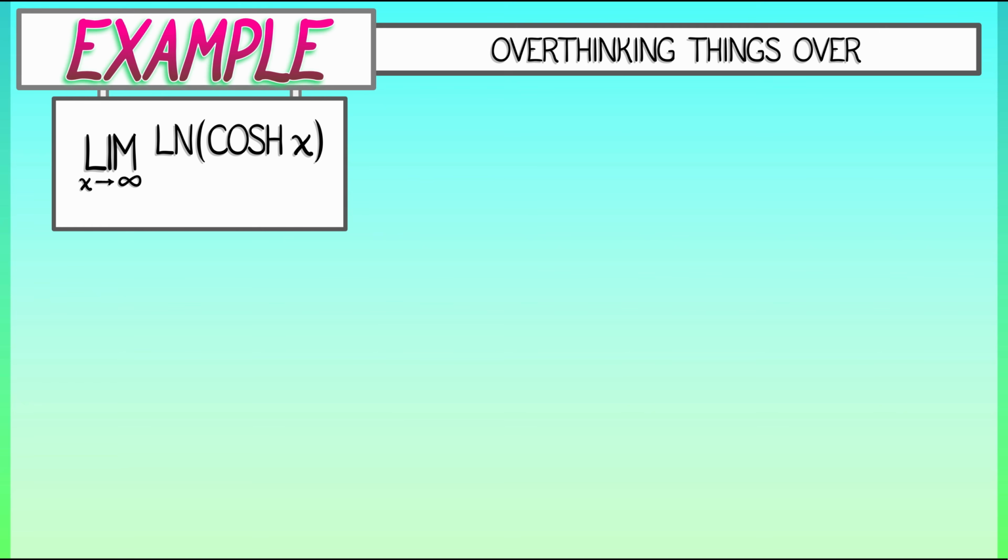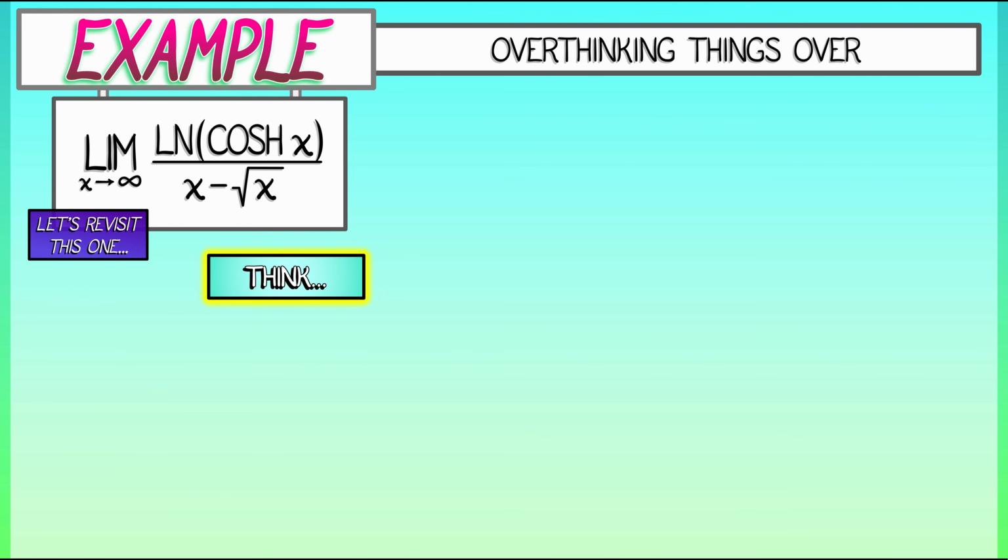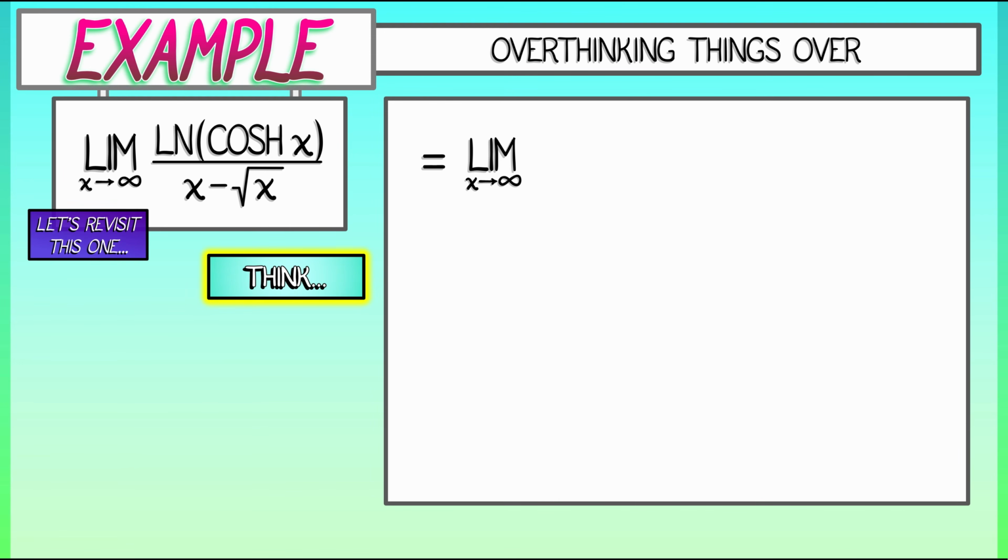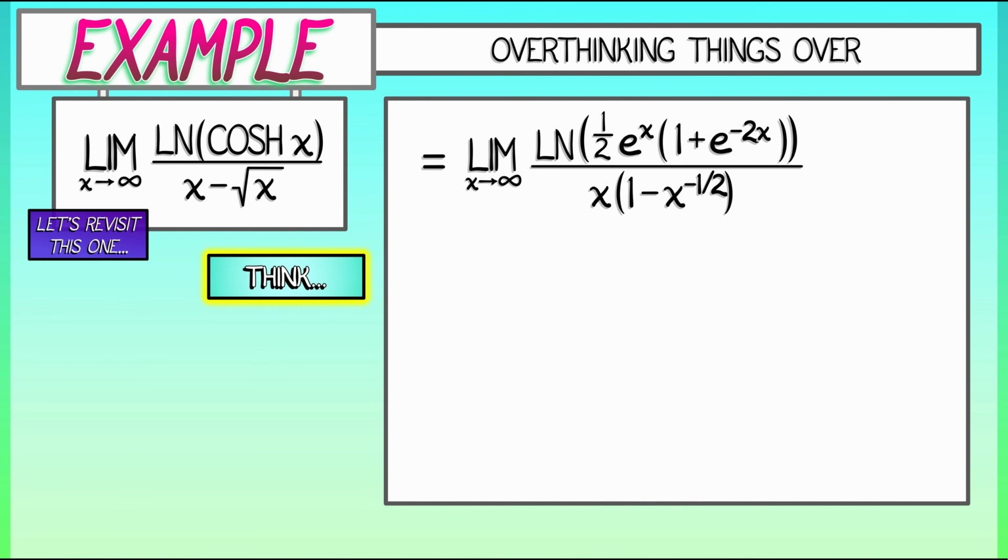Let's think about that limit we looked at previously. The limit as x goes to infinity of log of cosh of x divided by x minus square root of x. Now, let's think in terms of factoring instead of L'Hopital's. I have the limit as x goes to infinity of what? In the denominator, I'm going to factor out an x. What's left over is quantity 1 minus x to the negative 1/2. In the numerator, we have the natural log of cosh of x, but cosh of x factors as 1/2 times e to the x times quantity 1 plus e to the minus 2x.